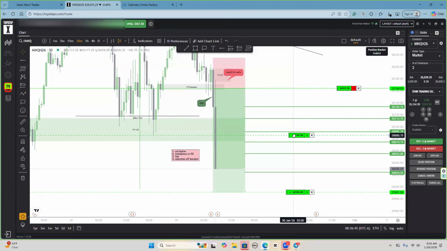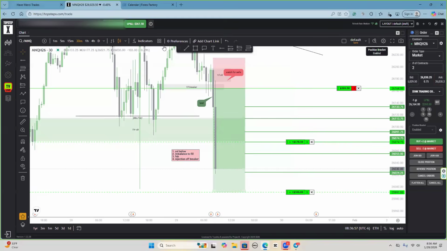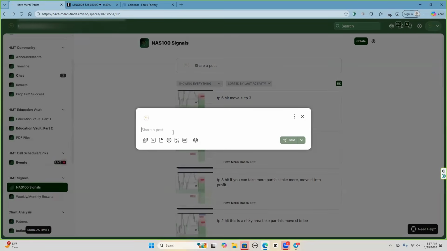Price is almost at that next take profit target, so I'm moving my stop loss even more into profit. Next take profit hit. Your stop loss should be at TP4. TP6 hit, stop loss at TP4.